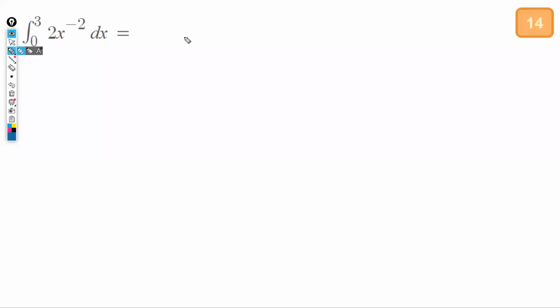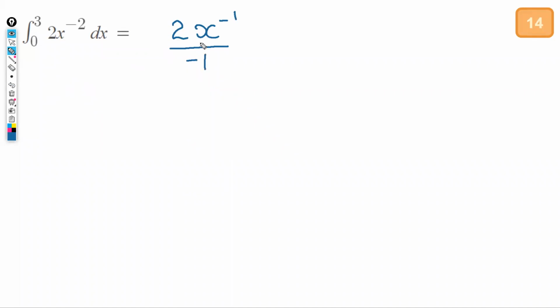All right, so we have to add 1 to the power. So the minus 2 plus 1 is minus 1. Sorry, small mistake there. So there's a 2x. We add 1 to the power, so we get minus 1. And then we divide by the new power, which is minus 1.